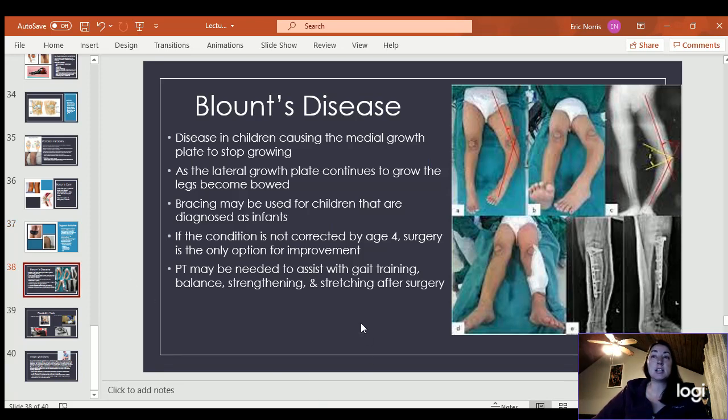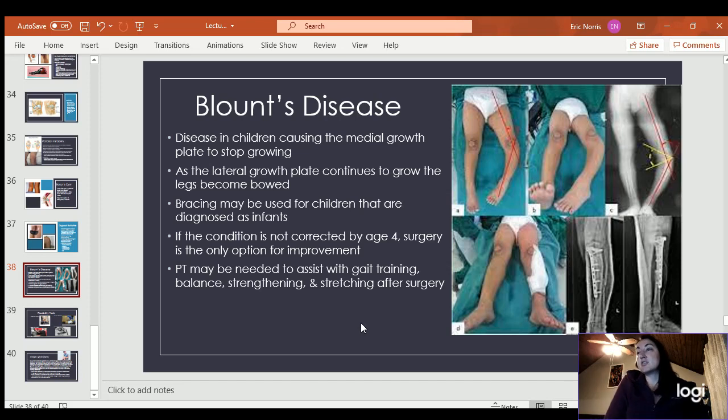Blount's disease is a disease in children that basically causes the medial growth plate to stop growing. The lateral growth plate continues to grow, but the medial stops, which will cause bowing of the legs. It can be one leg or both. Obviously, in this picture, it was only on one side. If it happens while they're an infant, they can use bracing to help it grow more normally and not have such an impact.